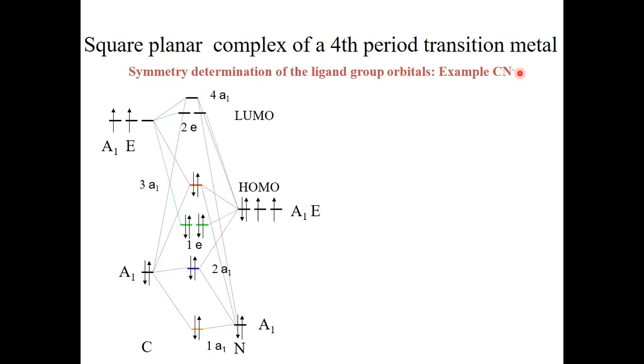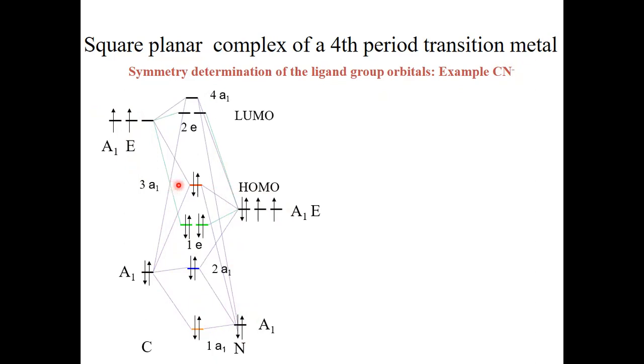The only difference is that, because of the smaller electronegativity difference between carbon and nitrogen relative to carbon and oxygen, the 2s of the carbon and the 2s of the nitrogen are closer in energy, and the energy of the p orbitals of the carbon and the p orbitals of the nitrogen are also closer in energy. But the symmetry is the same, and the number and type of molecular orbitals are also the same.